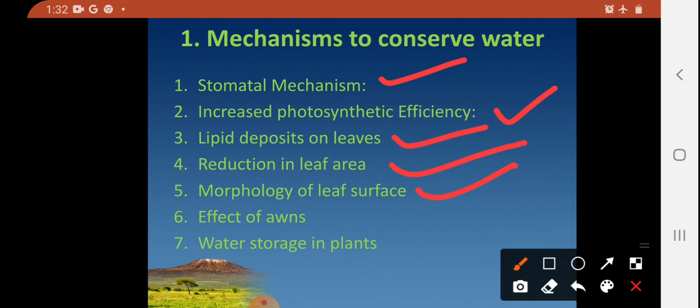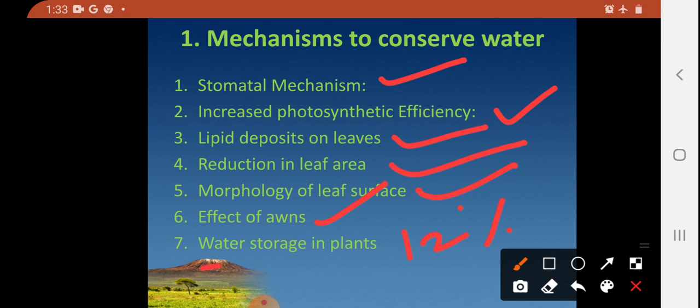Next is the effect of awns. How is it helpful for water conservation? Most of the time, awns contribute 12% of photosynthesis to the grains compared to the transpiring area of the awns. So the contribution of awns to the photosynthesis of the grain is more. It ultimately reduces transpiration of leaves, and it is helpful for water conservation.